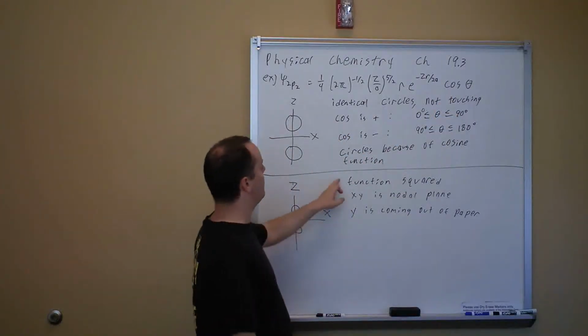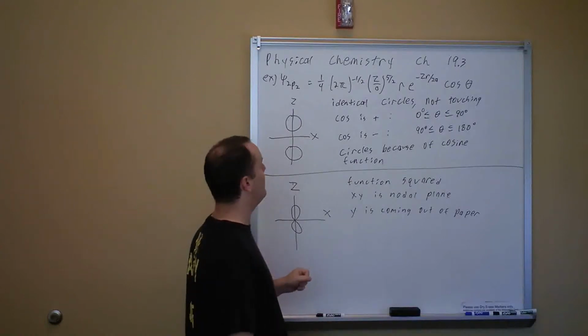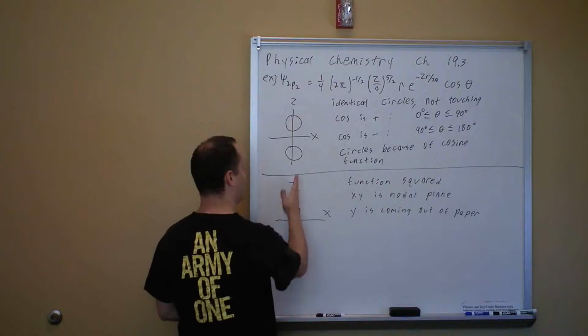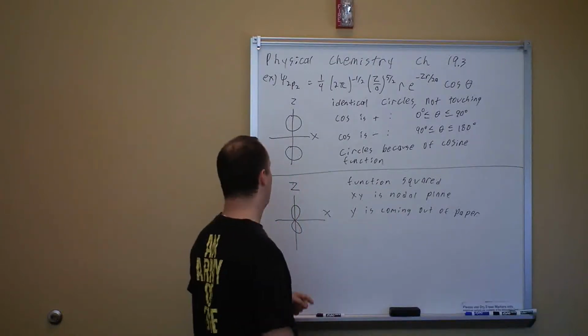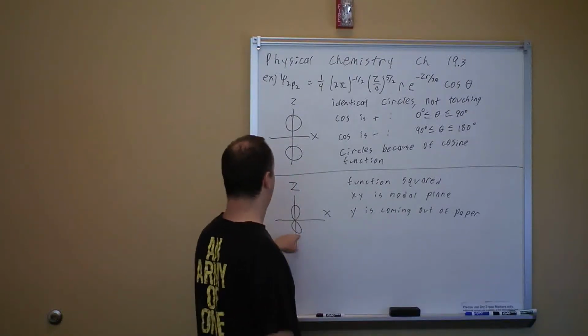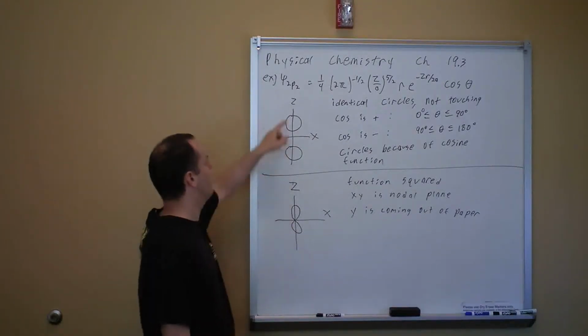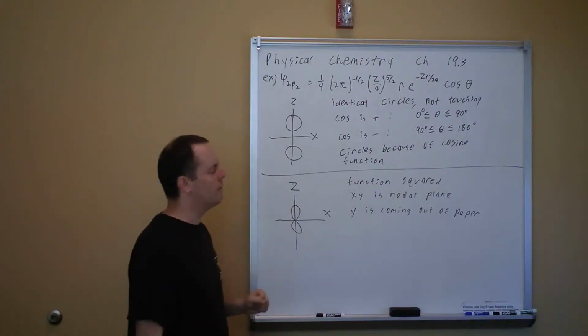Now, if you graph the function squared, that's probability, remember. So again, here's your x, y plane, and then here's the z-axis. Notice it has the dumbbell shape that you're used to seeing for a p orbital, because this is the 2pz orbital.